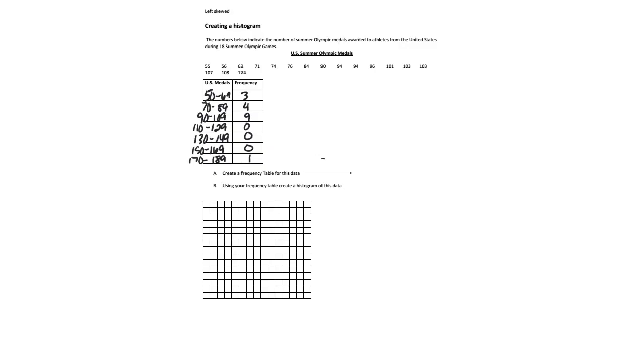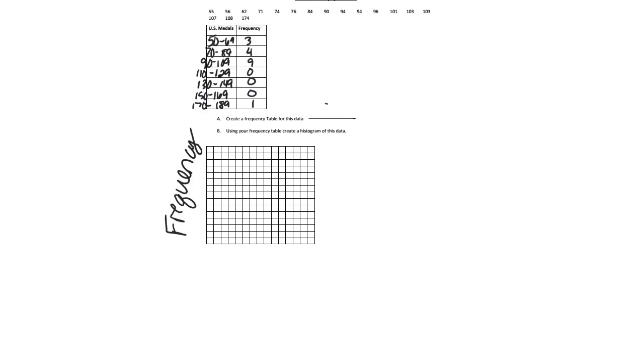Okay, so this is where we had ended up. We had decided that our bin sizes were going to go by 20s, and we had gone ahead and made our frequency table. Looking at our data, we had counted how often we saw data points that fell within those certain ranges. And we had started to set up our histogram, right? Remember, our y-axis will be frequency, and our x-axis in this case is going to be our number of US medals.